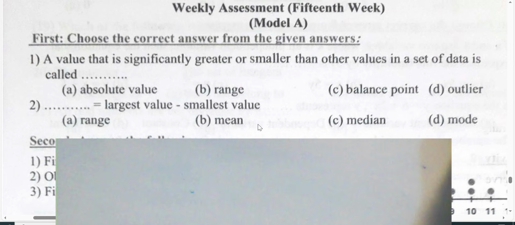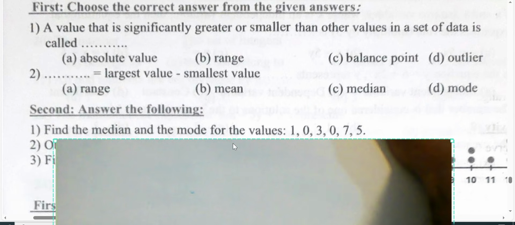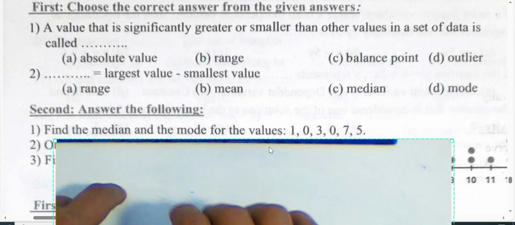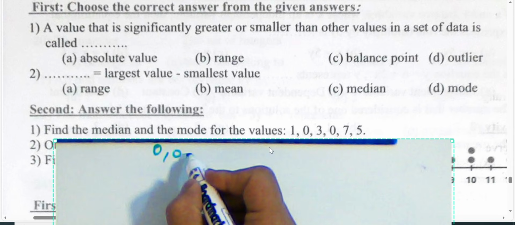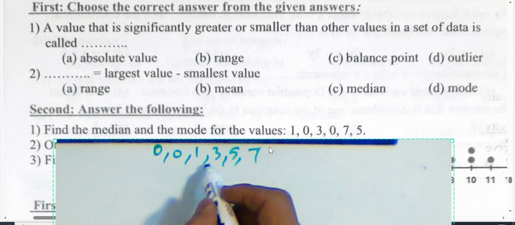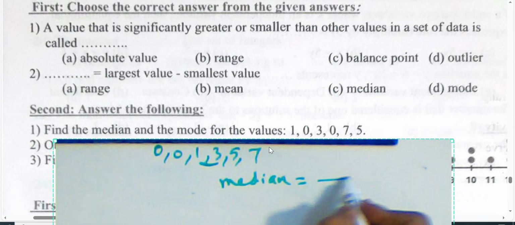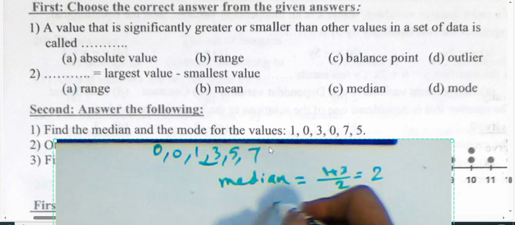Next question. Largest subtract smallest, we called it range. The range is the largest value subtract smallest value. Next question. Find the median and the mode for these values. We can find the median. First step, you must arrange all values and then find the number in the middle. Okay, then we can write 0, 0, 1, 3, 5 and 7. Then the middle lies between 1 and 3. 1 plus 3 divided by 2, because we have two numbers in the middle. 4 divided by 2 equal to 2, then the median will be 2.